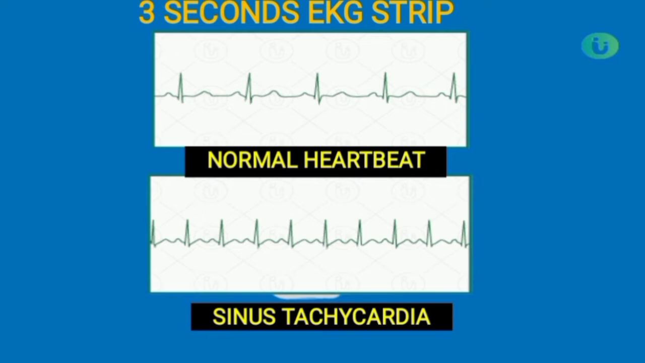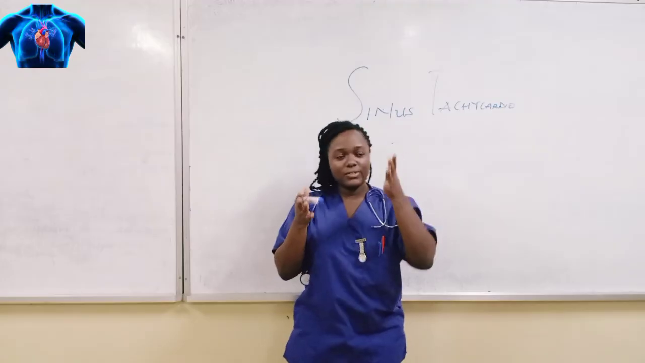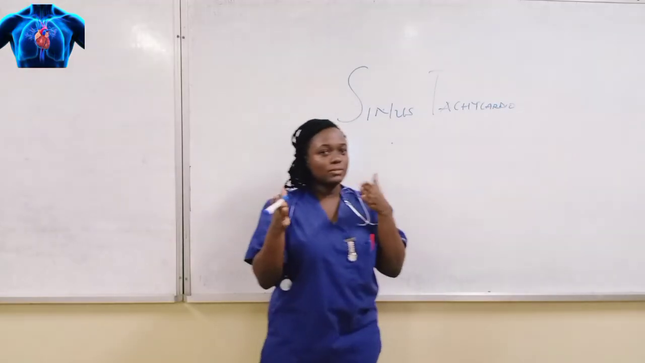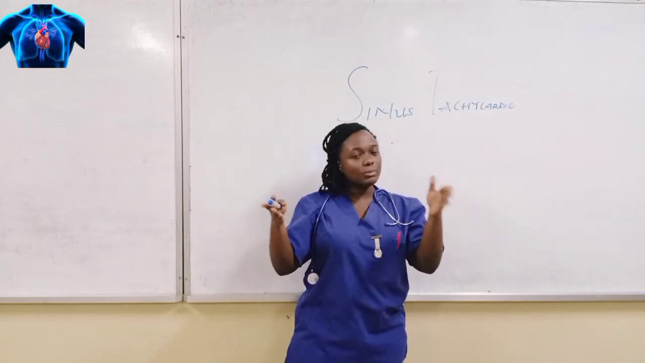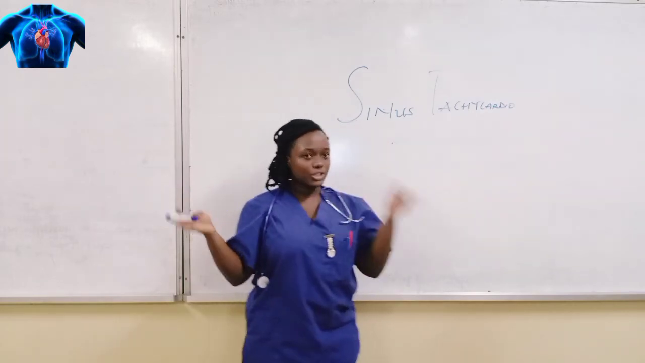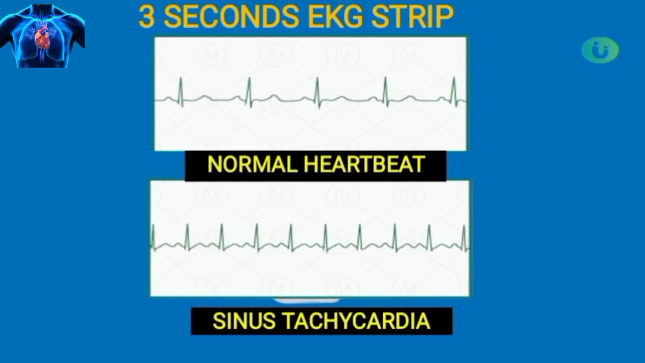Then we move on to sinus tachycardia. Counting the QRS waves, we have 10 QRS waves there. So times 2 is 20, and 20 multiplied by 10 is 200. That is if you are using a 6 second EKG strip.